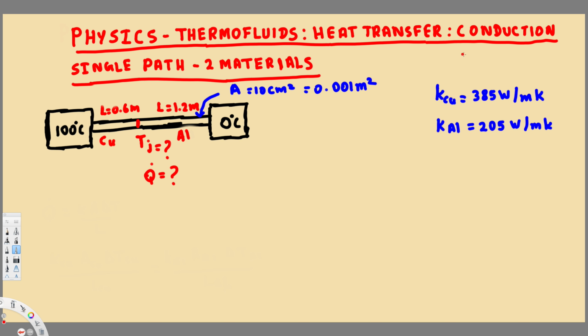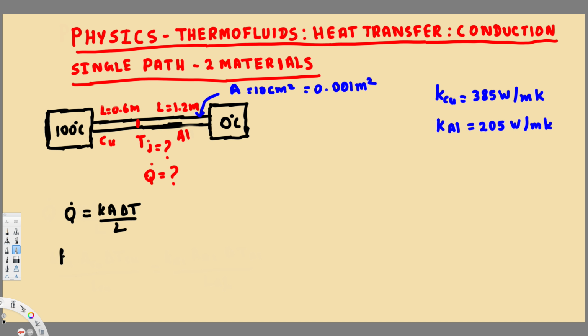And we know that this is a conduction process, so we use this equation to find heat transfer. That is Q dot is equal to kA delta T over L. Now we know that when the heat transfer is in series, it's equal. So we can equate heat transfer for copper and heat transfer for aluminium. Now let's create the heat transfer equation for both of them, starting with copper first.